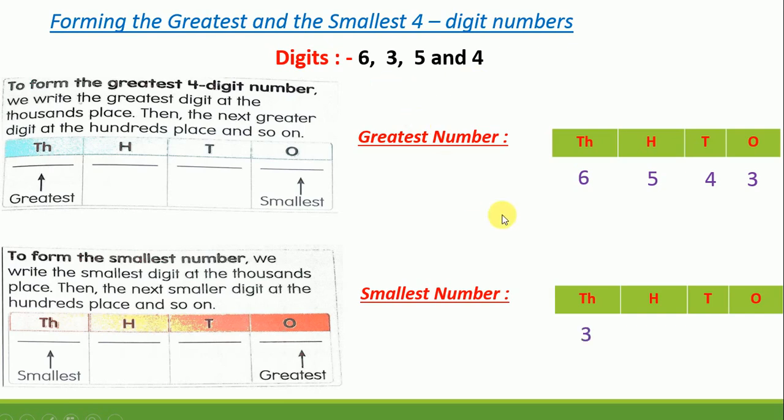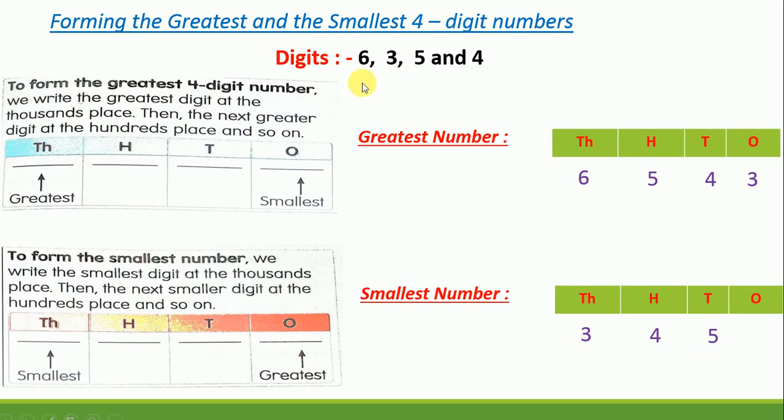Yes, 3. The 3 should be placed in the thousands place. So for the rest of the numbers, you check it. 6, 5, 4. Among these 3 numbers, which is the smallest one? Yes, 4. So the 4 should be placed in the hundreds place. Then we have the remaining 2 digits. One is 6, the other one is 5. So 6 and 5. Which is the smaller one? Yes, that is 5. So 5 should be placed in the tens place.